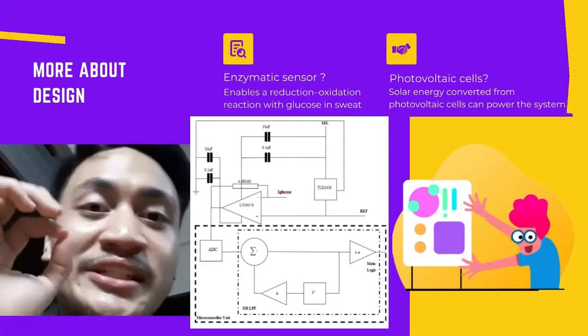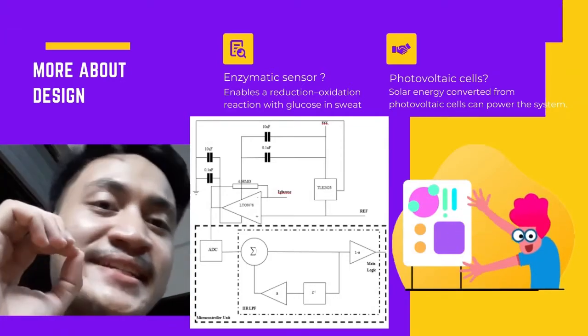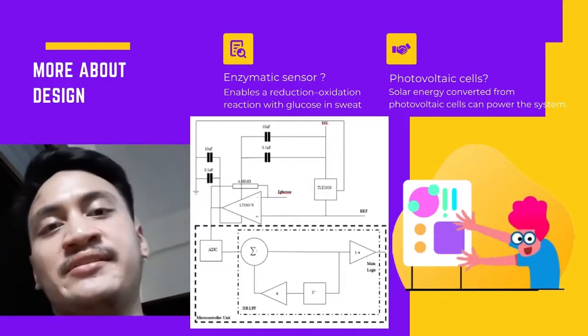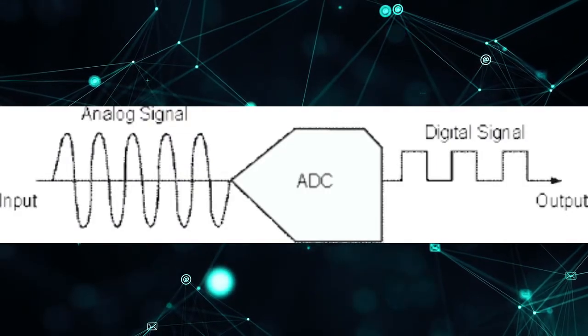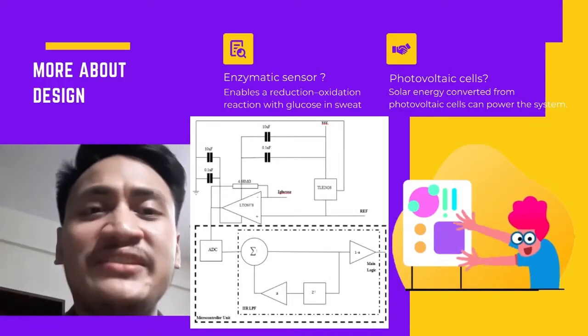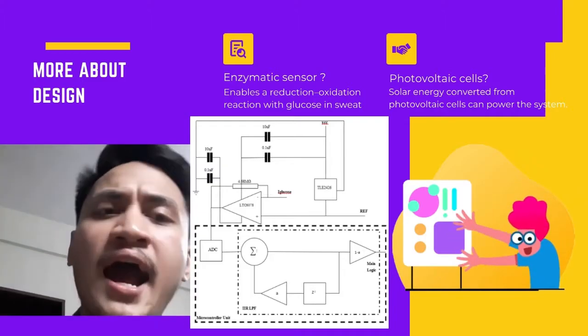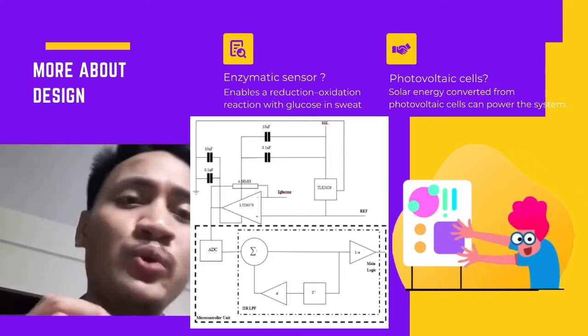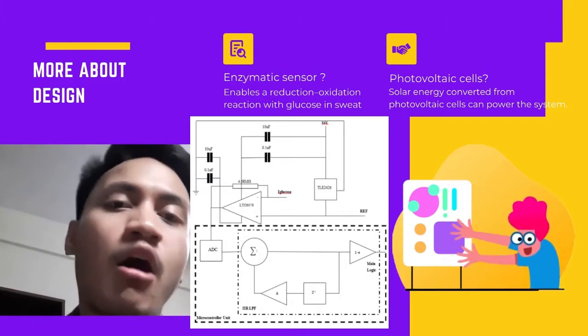The glucose detector's enzymatic sensor enables a reduction-oxidation reaction with glucose in sweat and generates output amperometry. The impulse is then amplified and converted to digital signals by the TinyDuino's analog to digital converter port. Following that, the TinyDuino processes the digital signals by filtering out high frequency interference and feeding the analyzed data to an e-ink panel for real-time observation.